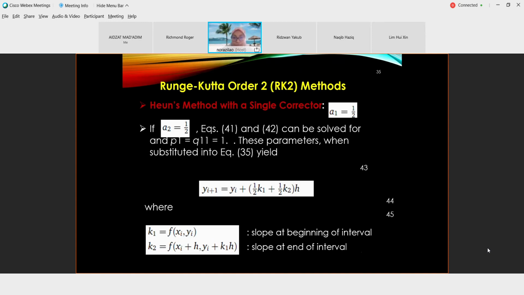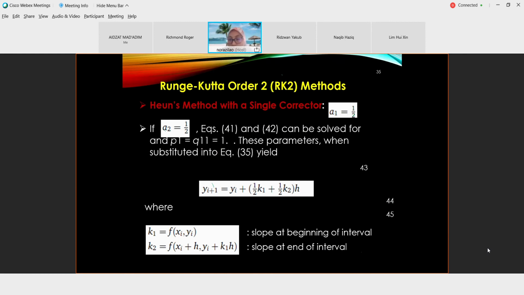Okay, if second order Runge-Kutta with a1 value is half and a2 value is half, then the second order Runge-Kutta value becomes y(i+1) equals yi plus half k1 plus half k2, multiplied by h. Everything depends on the a1 and a2 values.